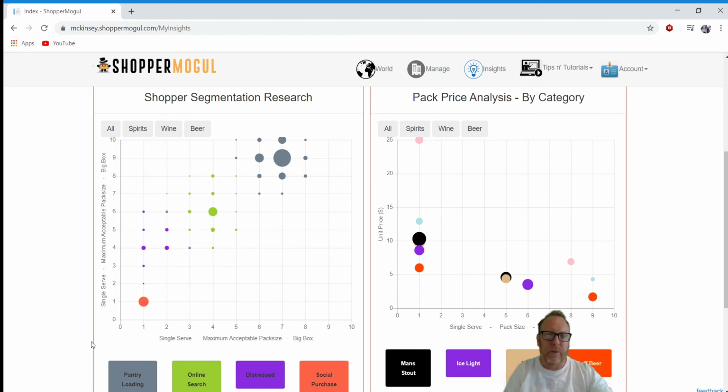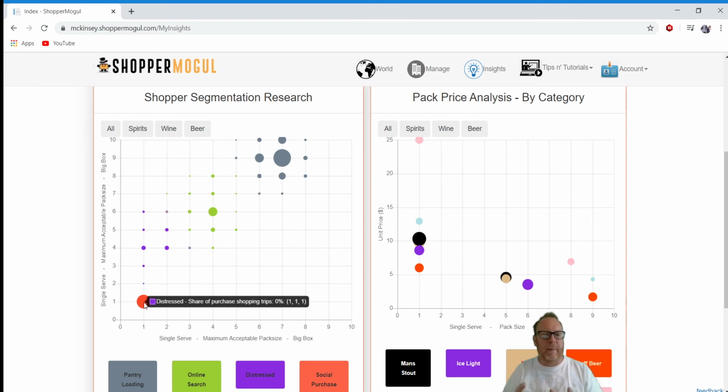So if we look at the bubbles, this bubble down here at the bottom is the bubble that's being made for social purchases. This is people whose minimum pack size they'll buy is 1, and the maximum pack size that they'll buy is 1. So they're always pretty much looking for a one-size pack. So having a 1 pack is really important for picking up a decent share of the social purchases. Overall, though, that's 9% of the market.